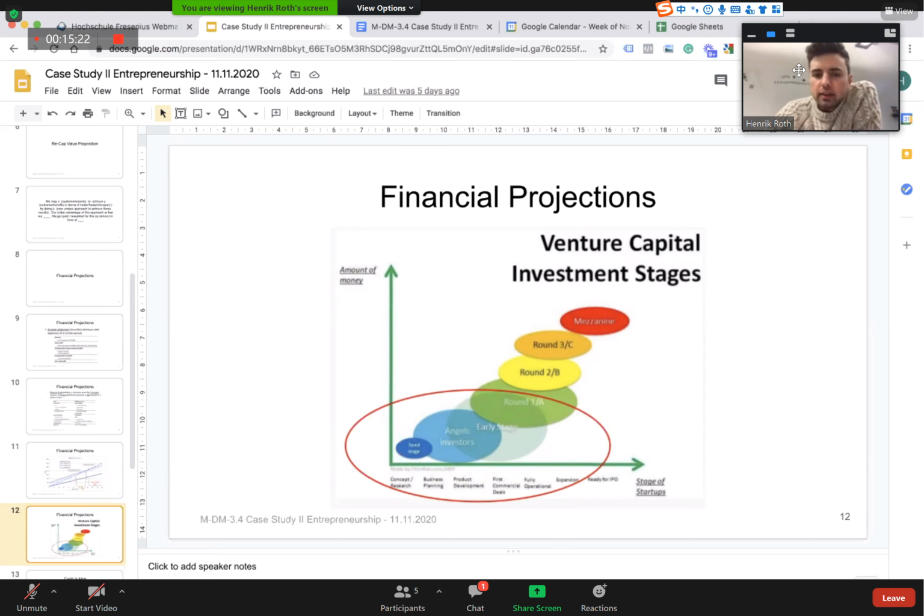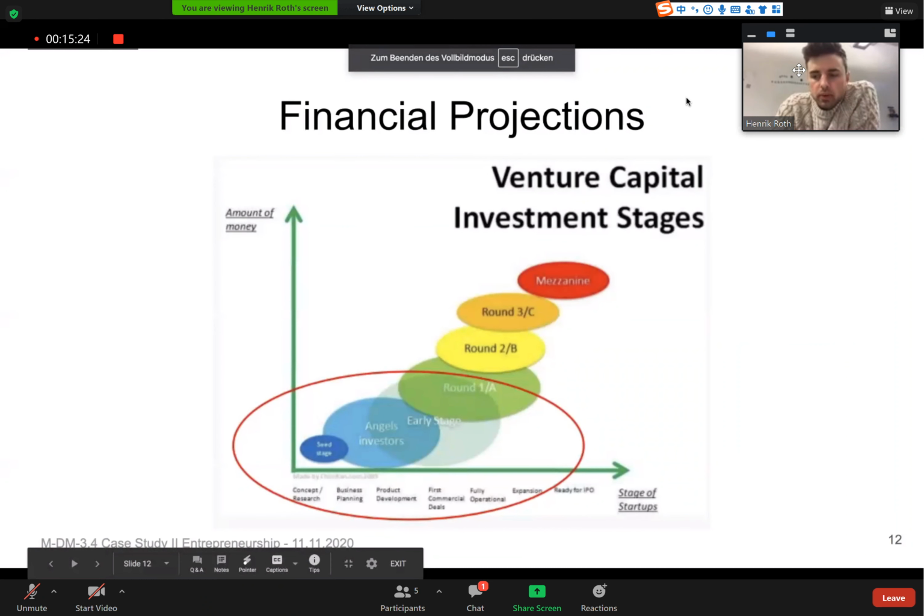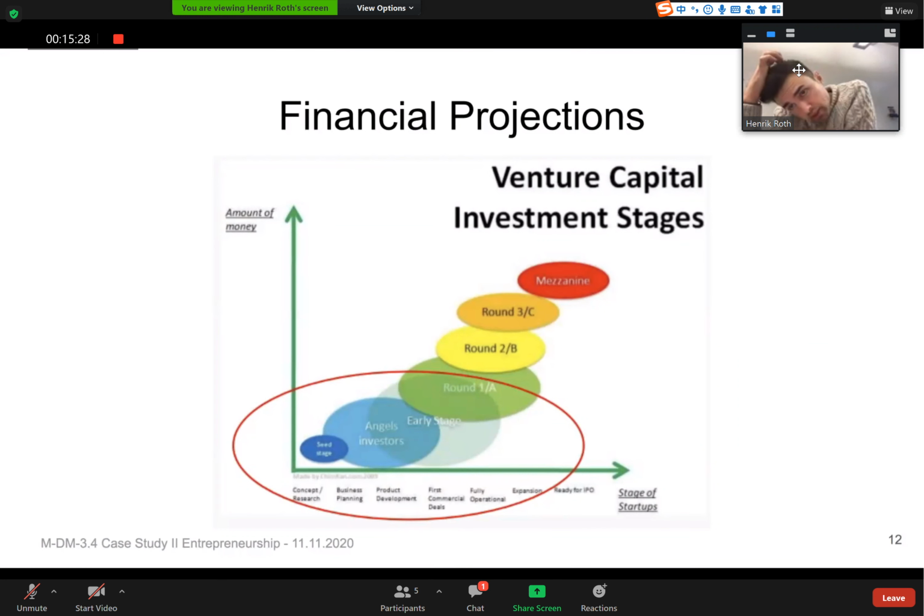Sorry. So in our case, we also need to raise some money. So we need to approach investors because we don't have so much revenue that we can pay all our costs, and we want to grow and so on. So here is basically the summary of the investment stages of startups. You have different stages. So the bigger you are, the more money you can obviously also get from investors.